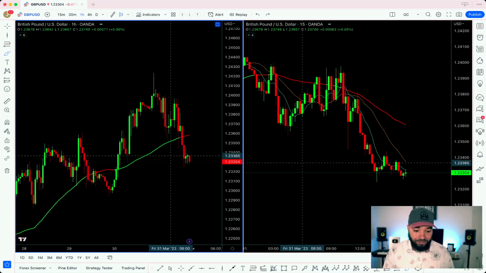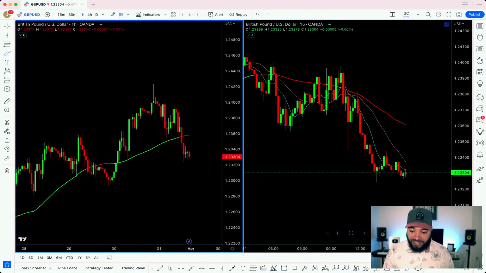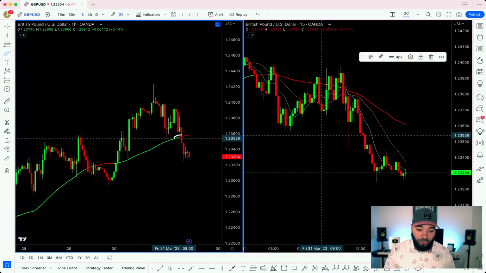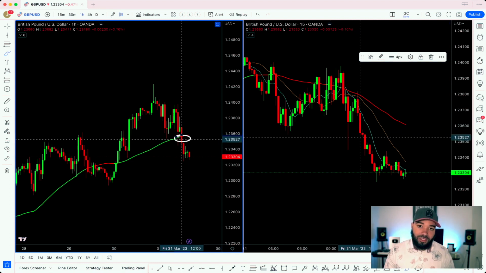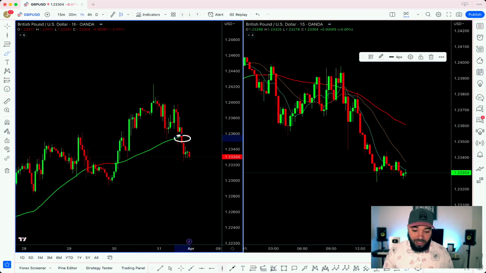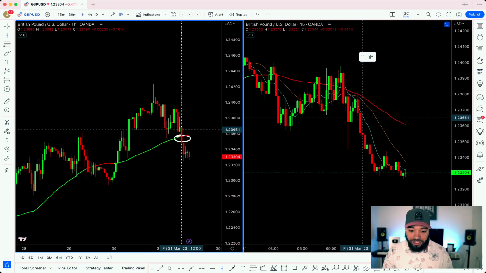All right, so let's just work our way through this. Price broke through the 50, and now it's to the downside. Now we're going to switch. I'm going to put a line right there, and now we're going to switch over to the 15-minute chart.